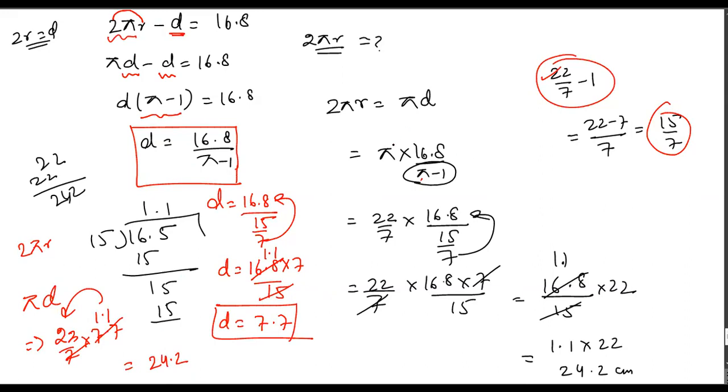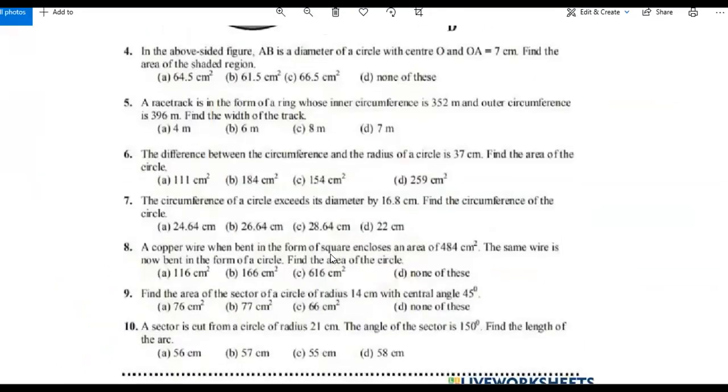Okay, let's move further to the next question. Question number 7 we have done. Question number 8: a copper wire, when bent into the form of a square, encloses an area of 484. The same wire is now bent into a circle. The area of the circle is?